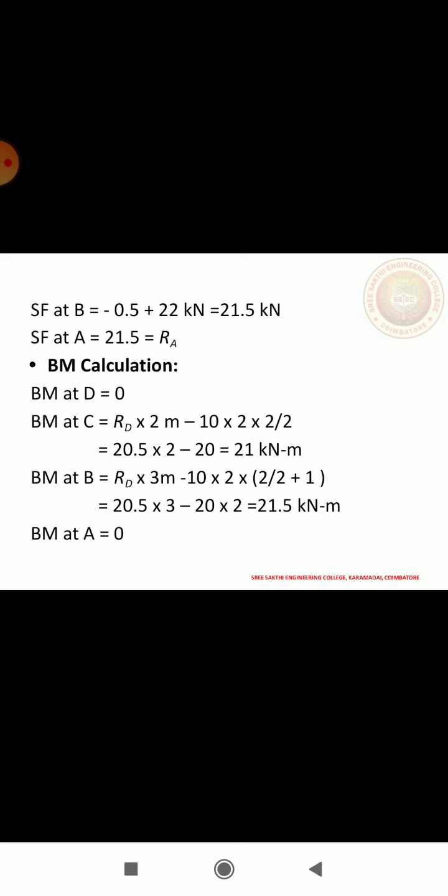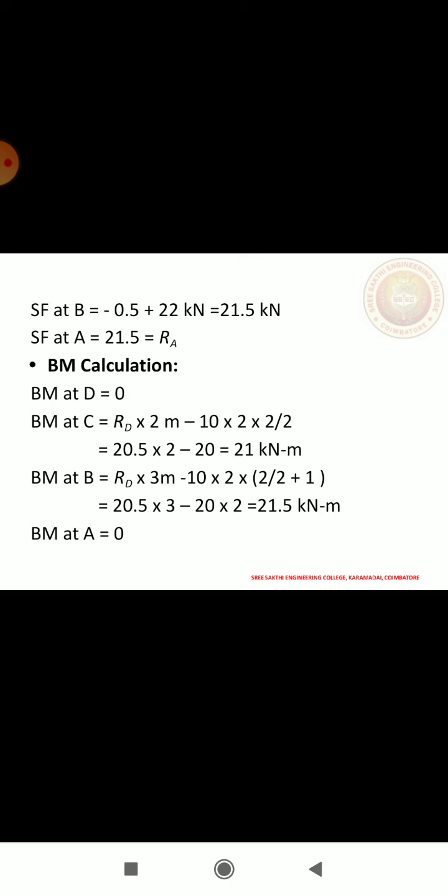After finding SF at C, we have to calculate SF at B. So it is SF at C plus point load at B. We already calculated the SF at C, that is minus 0.5, plus the point load at B, which is 22. So the value for SF at B is 21.5 kilonewton. Then we have to calculate SF at A. So the shear force at A is the reaction at A, that is 21.5 kilonewton.